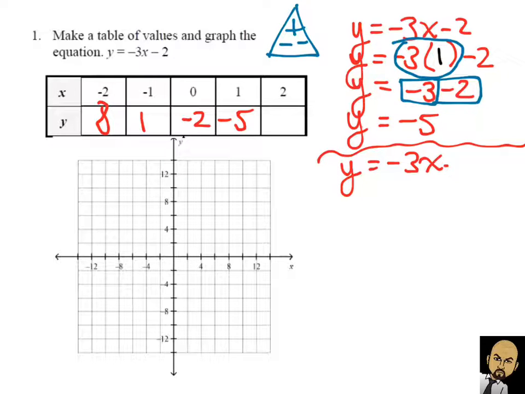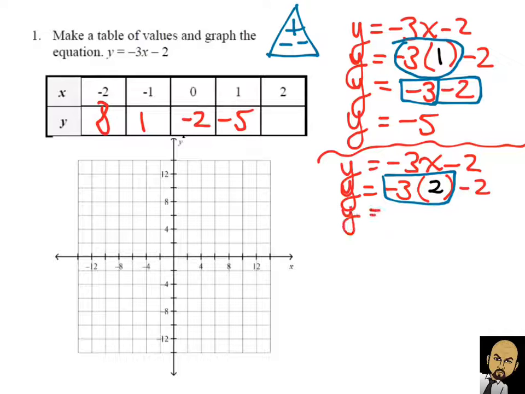Lastly, let's do positive 2. And we substitute, instead of negative 3 times x, it's going to be negative 3 times positive 2 minus 2. In the order of operations, we multiply first before we subtract. And negative 3 times positive 2 is negative 6. I went ahead and boxed our terms. Negative 6 minus 2, war, peace. Peace, so they're negatives. And you end up with negative 8. And so we've completed our table.